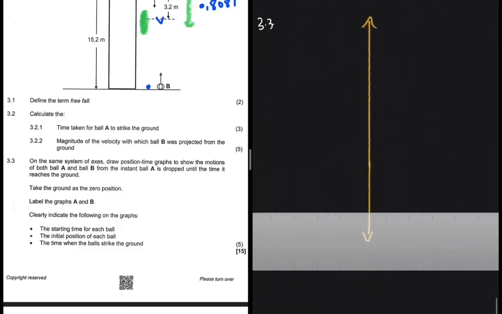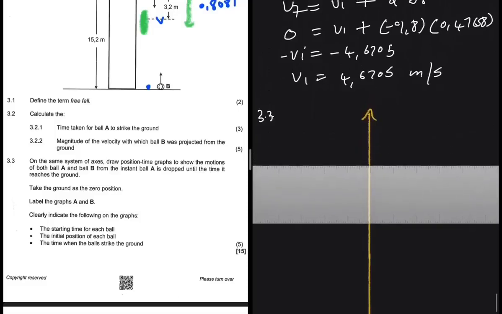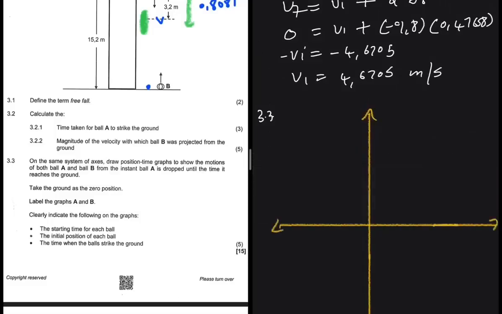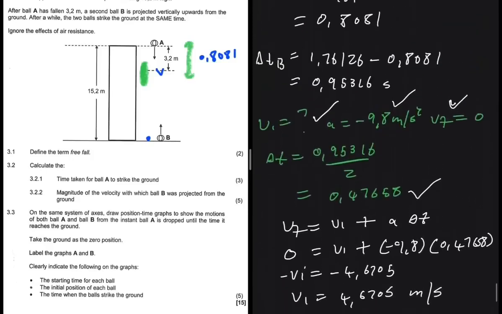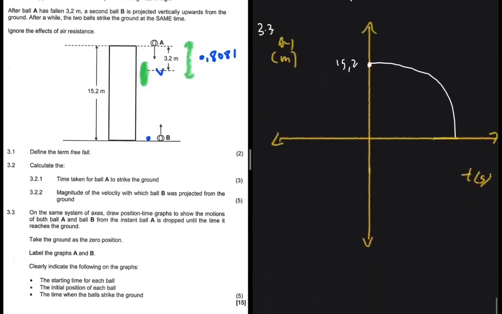Right. So the x-axis, there we go. And then obviously on the x-axis, we're going to have the time in seconds, and on the y-axis, we're going to have delta y in meters. Maximum height 15.2. So let's start with ball A, right? Ball A is starting from 15.2 and then it goes down until it strikes the ground. It takes 1.76 seconds for that motion. So we have 1.76 seconds, right?